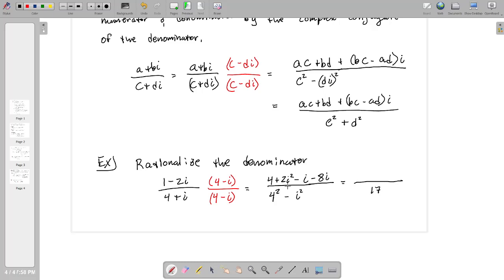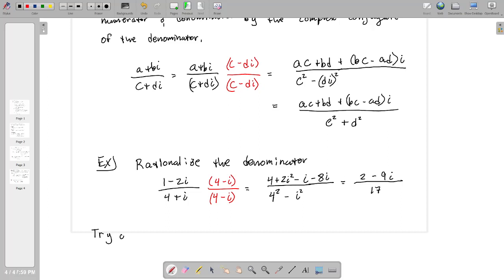And in the numerator, we have another i squared, which will become negative 1. So we have 4 minus 2, become 2. And then we have a negative i minus 8i. So if I have negative 1i here and another negative 8i here, then I have in total negative 9i. And that will be it. The denominator is rationalized. It's a real rational number, so we don't need to do anything more.